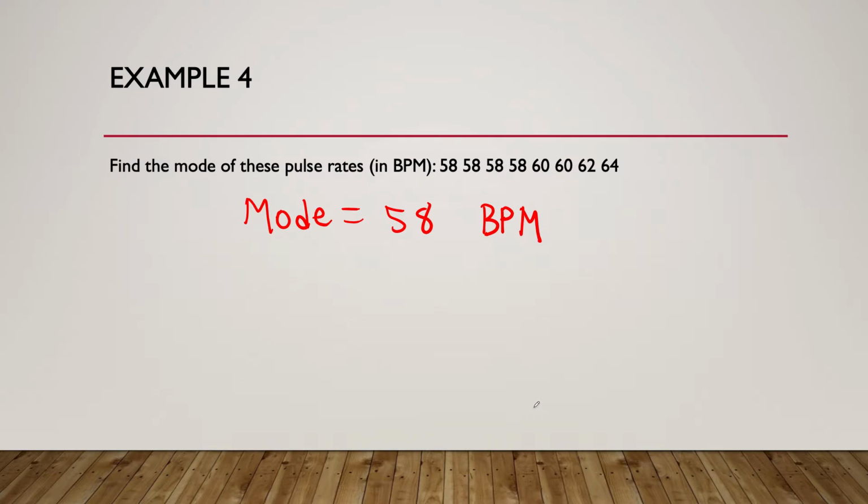If we want an example of a mode pulse rate from these pulse rates of 58, 58, 58, 58, 60, 60, 62, and 64, 58 is the one that's repeated the most often, at 4 times, so 58 beats per minute.